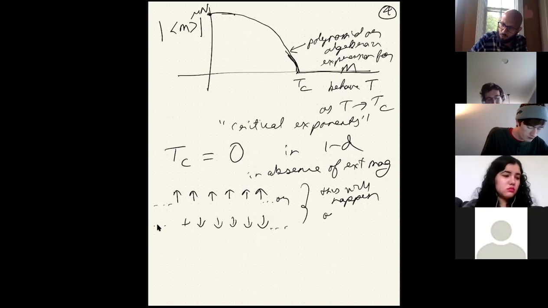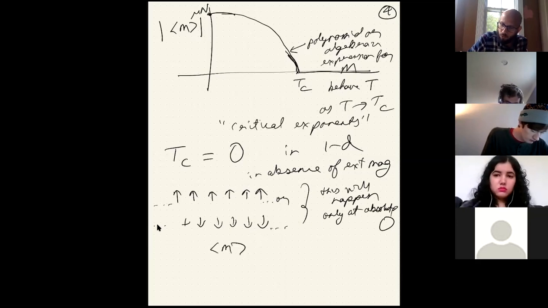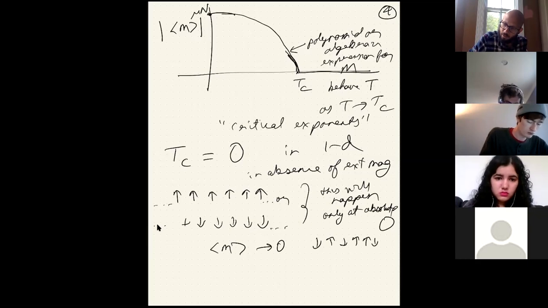So this will happen only at absolute zero. As soon as you perturb the temperature by the slightest possible amount, a nanokelvin or a picokelvin or whatever you have, the magnetization will go to zero. You will have complete chaos. The things will be completely random, up, down, down, down, whatever. And the net magnetic moment will go to zero. Any amount of perturbation is enough to cause the system to lose its order completely.